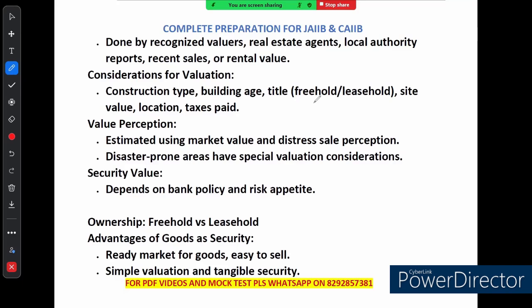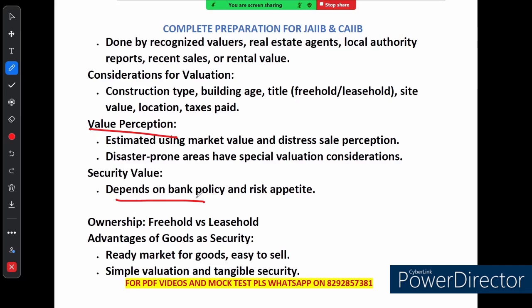Now let's talk about the security value perception. Finally, the value the bank gives to the property as security depends on its own policy and how much risk they are willing to take. So land and building can make good security for a loan, but there are a lot of steps involved in valuing and securing them.